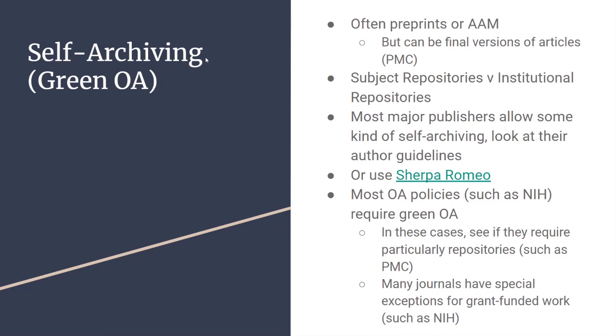Next, I want to talk a bit about how to self-archive your own work, which you may have also heard referred to as green open access. In essence, what this means is that after or before publishing your work in a traditional journal, you will archive some version of that article in an online free repository.